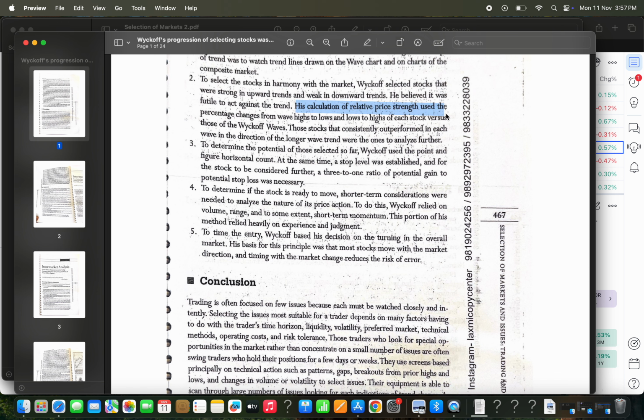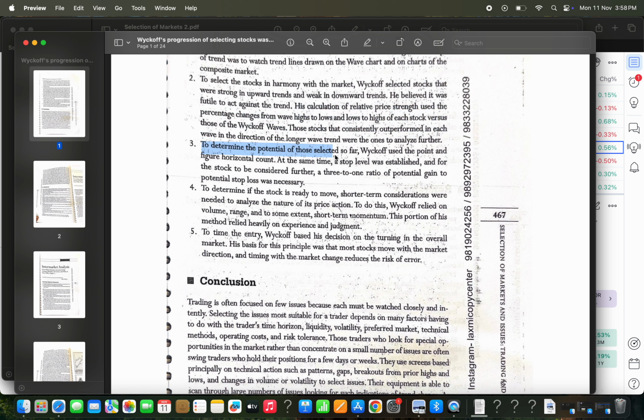His calculation of relative price strength used the percentage changes from wave highs to lows and lows to highs of each stock versus those of the Wyckoff waves. Those stocks that constantly outperformed in each wave in direction were the ones to analyze further. So that was basically his method of selecting the stocks, right? How much percentage it changed with respect to how much percentage the wave has changed.